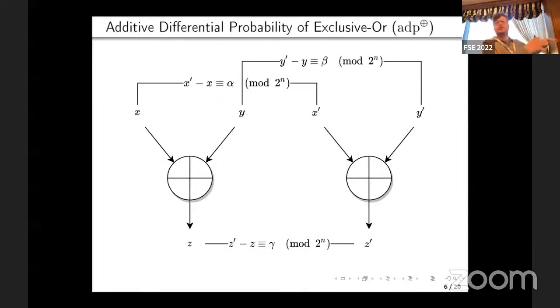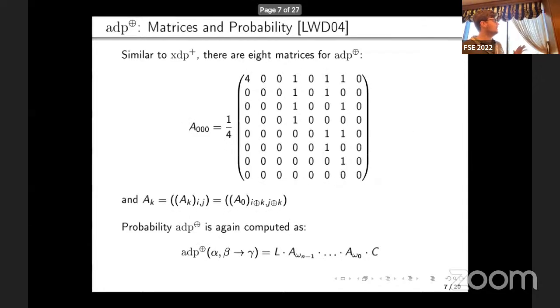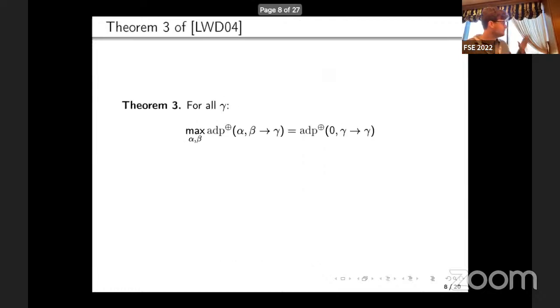There is the dual of this. You can say, what if my operation is the XOR and my differences are additive differences? Then you can apply a similar approach as well, but the matrices happen to be a bit bigger. But it's again the same idea. So you are going to look at what differences you have at every position. You multiply these matrices based on the difference that you have, and that gives you the probability. So this is the differential probability of the XOR operation when your differences are additive.